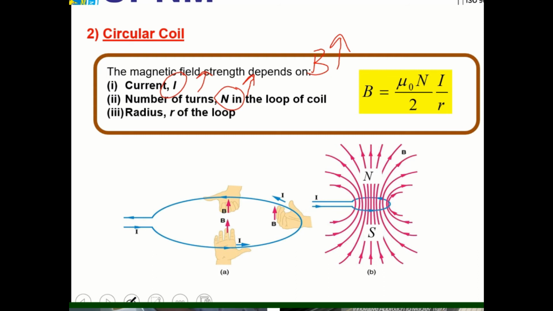But greater distance, meaning that the radius of the loop, so makin besar loop tu, magnetic field dia makin berkurang lah, sebab dia inversely proportional. Alright, so I want you to imagine, let's say you ada gelung rotan. Tengok figure yang ini, nombor 1 ni dulu. Figure A, position 1, 2 and 3.